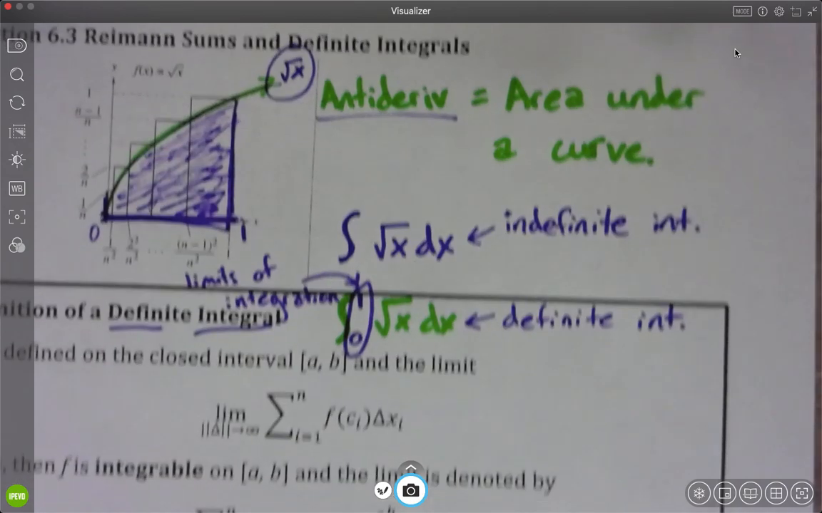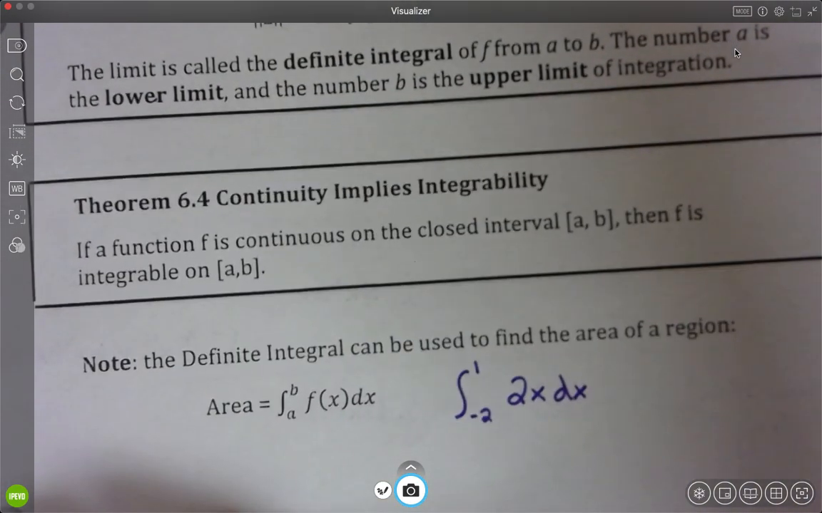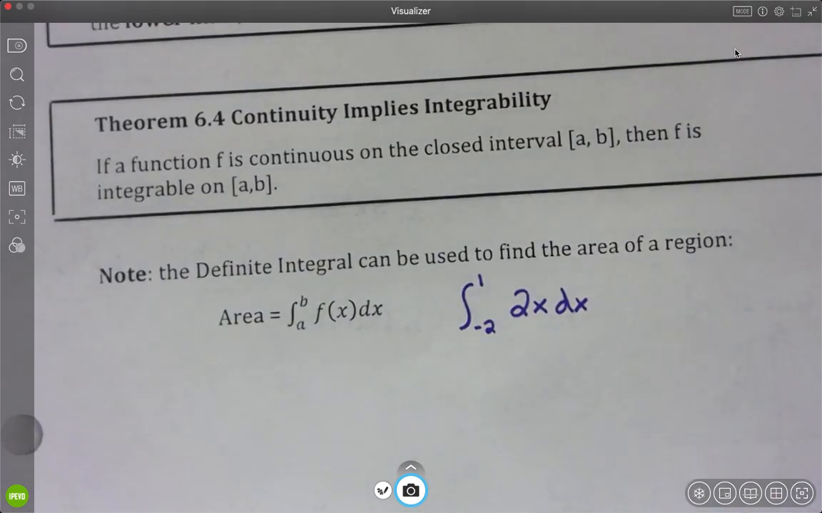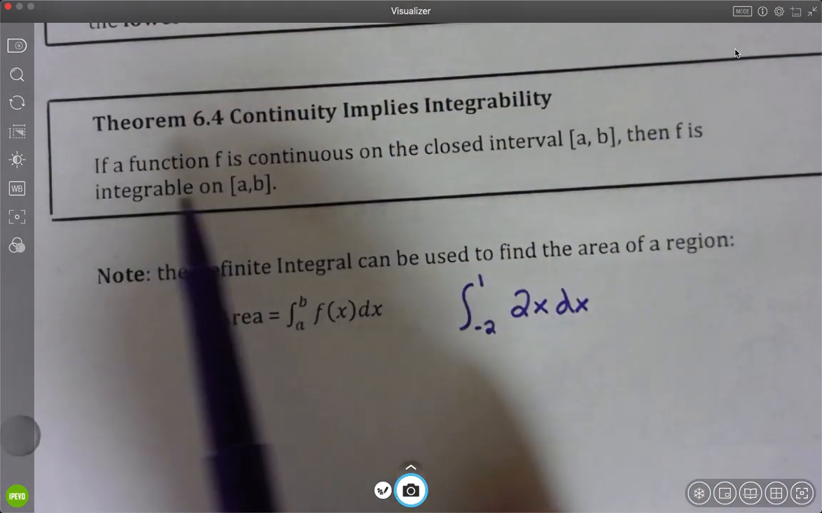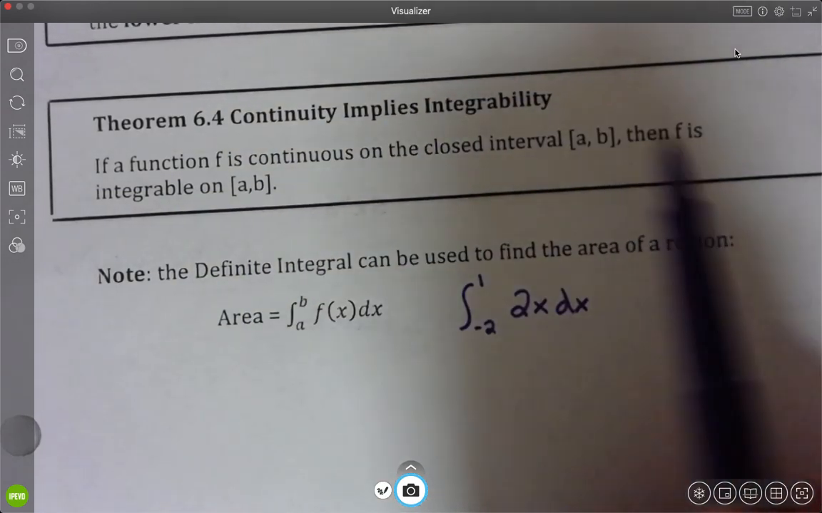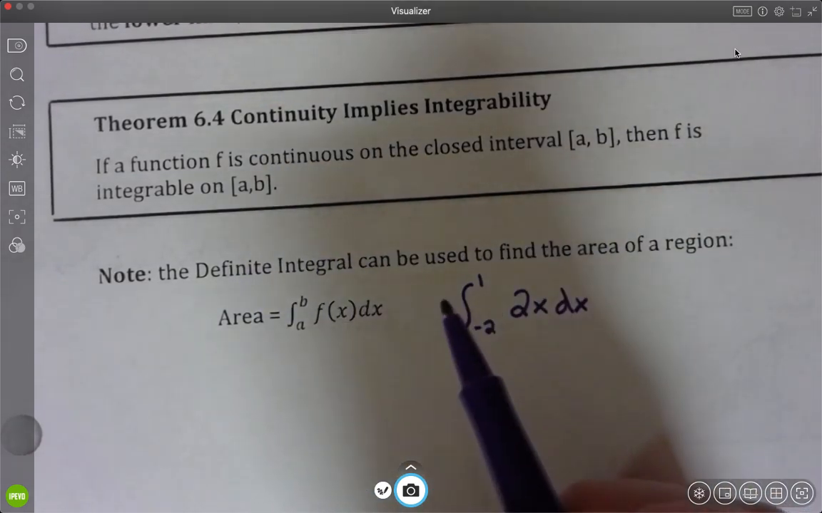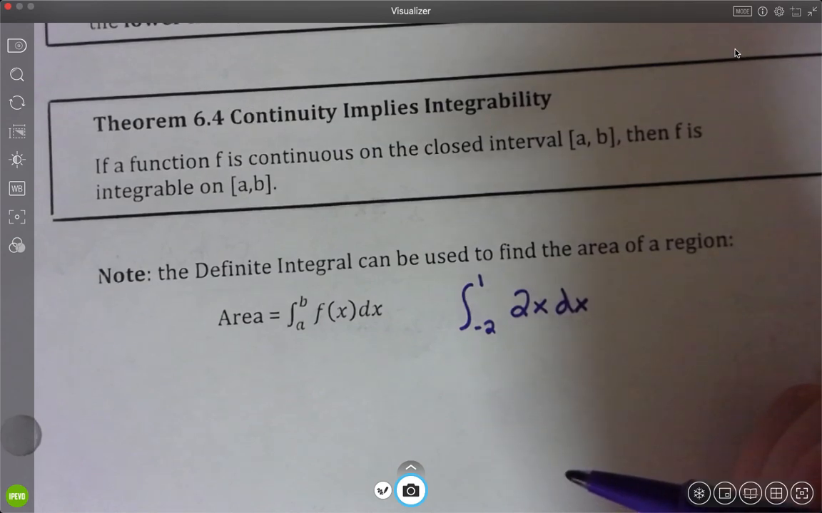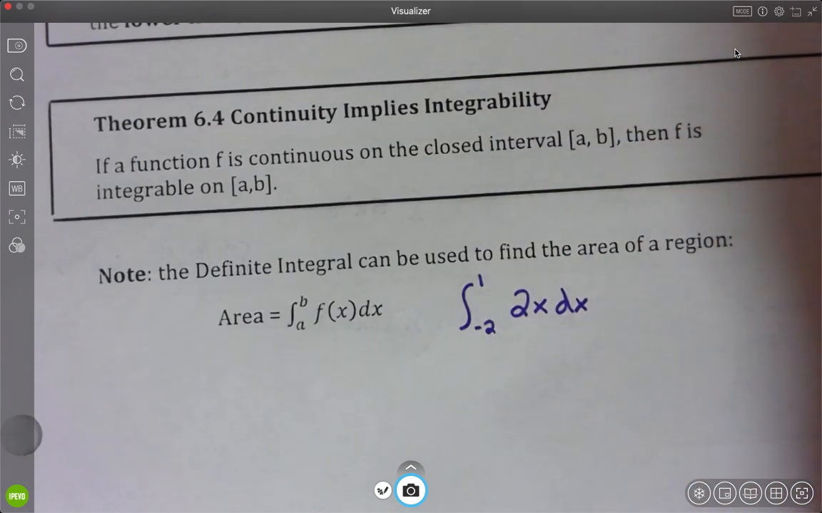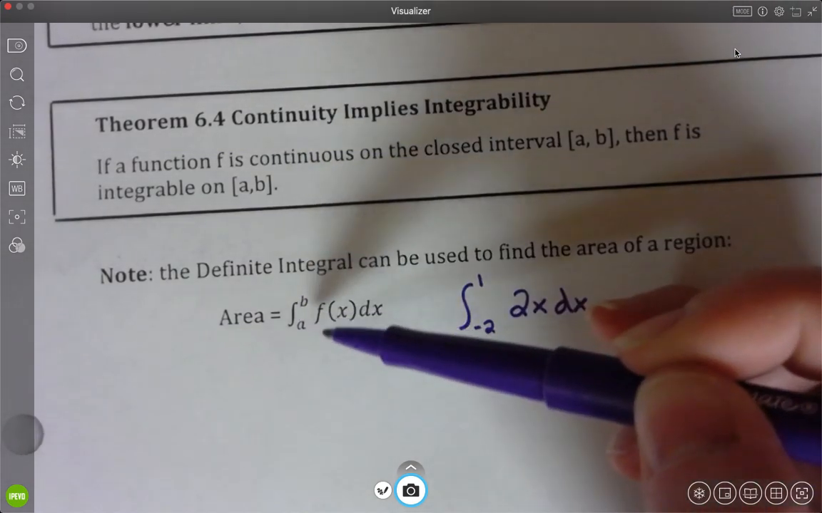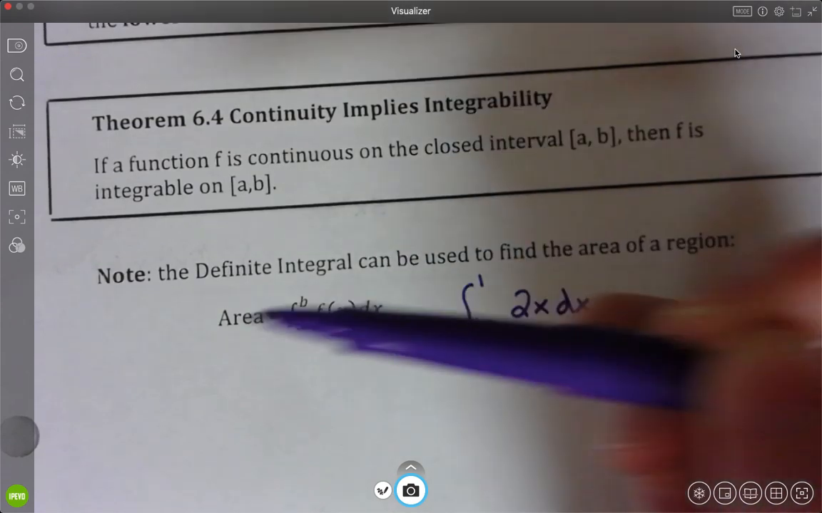All right, so let's go down here and see what one of these examples is going to look like. This theorem 6.4 says if a function is continuous on a closed interval, then you can find the antiderivative, okay? So if there are no jumps, no holes, no funny business, I will be able to find the area underneath a curve, which makes sense. If I have a curve of any sort, I can find the area underneath that curve as long as there are no holes or jumps or skips or anything like that, okay? So they will write our definite integral as some function dx, just like we had before, but now they'll have an a and a b.